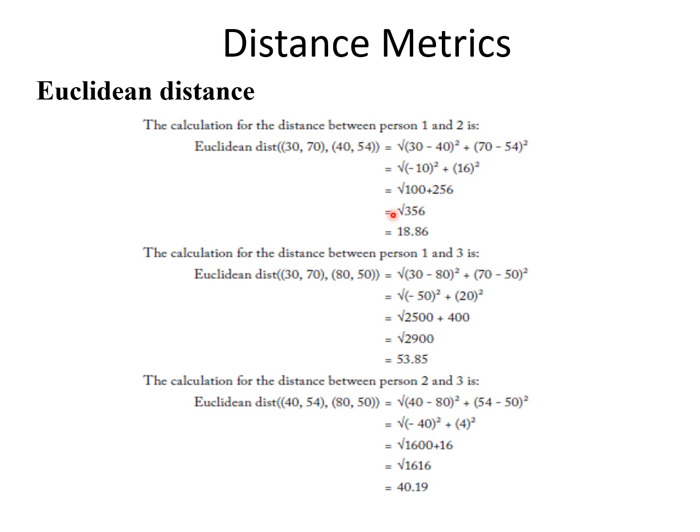So this indicates that person 1 and person 2 are more similar as their distance is minimum, and person 1 and person 3 are most dissimilar.